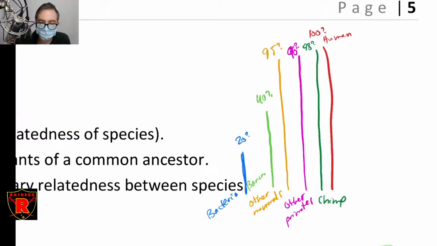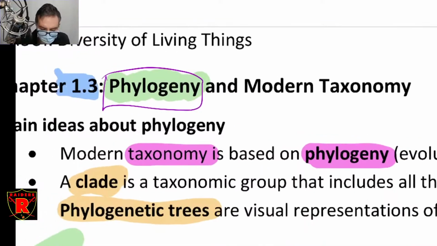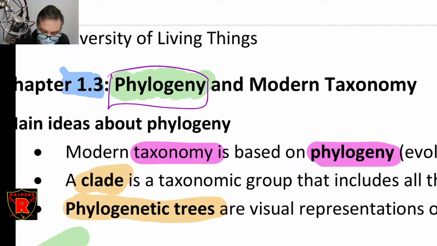Okay, so we can use that level of relatedness if we look at homologs, which remember are similar genes, similar sections of DNA, and we can use that to classify things, to figure out how closely related we are to things, and to modify our taxonomy based on genetic evidence. So again, that process of using genetics to modify taxonomy is called phylogeny, and that's sort of like the new wave of taxonomy. That's why I call it modern taxonomy, because we're using modern evidence to establish these things.